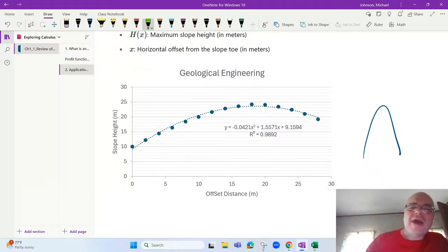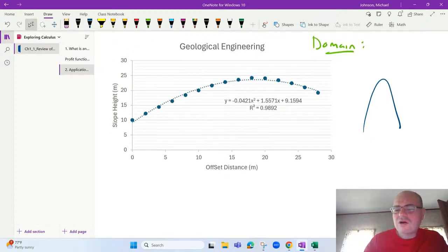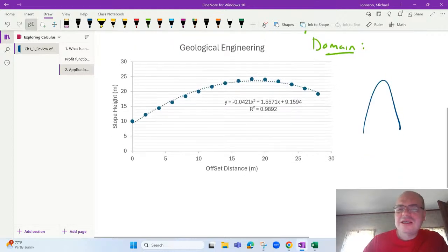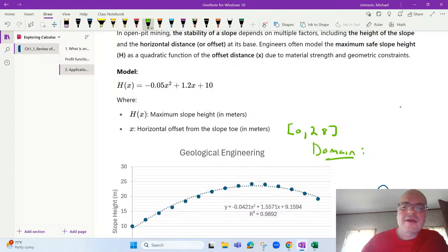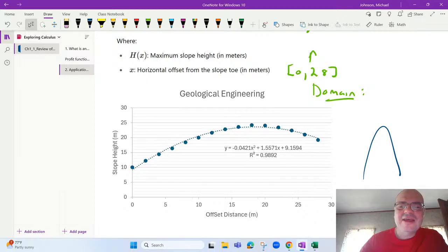Now I'm going to go back to domain and range, because this model is only valid for certain values of x. If we look back at this and ask what values of x did I plug in, it seems like I can plug in values of x between 0 and 28. And my range is my output of values for my slope height. They seem to be between, let's say, 10 and 25.